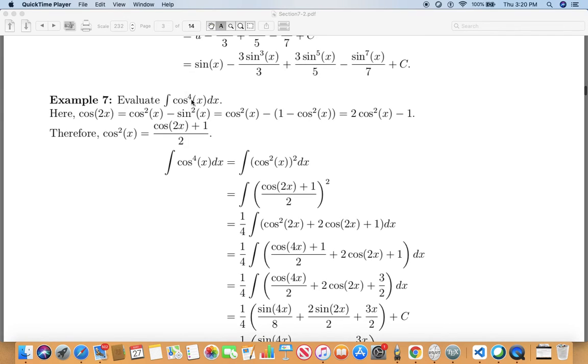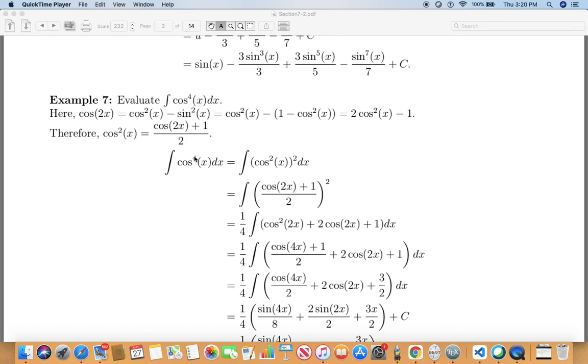Even power. What do we do with even power? Well, we have to use the twice angle formula. Cosine of 2x is cosine squared x minus sine squared x. I want cosine, I don't want sine, so replace the sine squared by 1 minus cosine squared. In all, I get 2 cosine squared x minus 1. So cosine squared x is (cosine 2x plus 1) over 2.